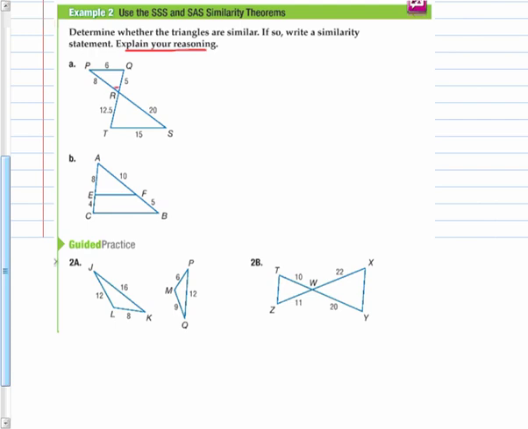I do have vertical angles here, don't I? So I could try side, angle, side because I have a couple of sides that form those angles. But you also may notice that they have told me all three of the sides as well. So on this one, I'm going to actually use the side, side, side similarity because I'm going to use a side, angle, side later on. So let's try it out.